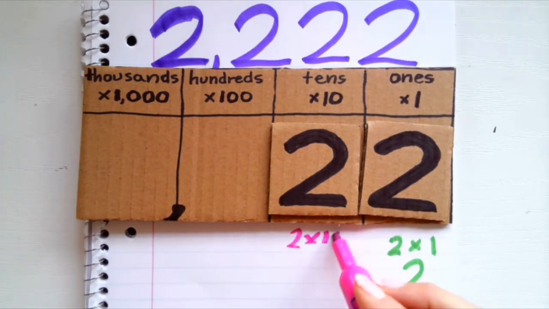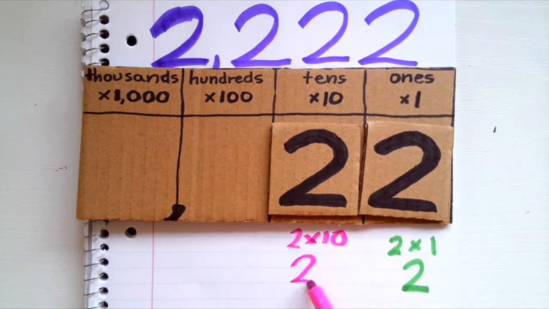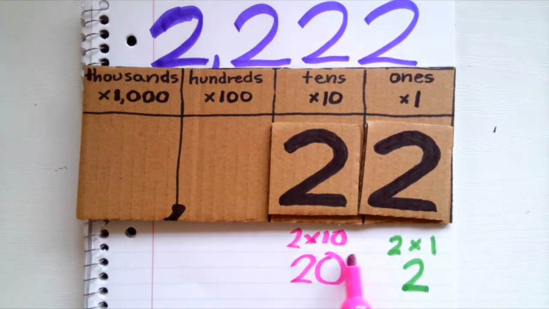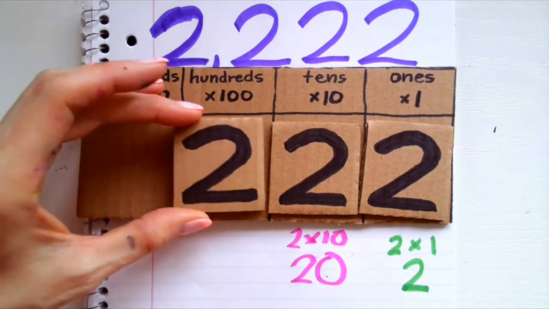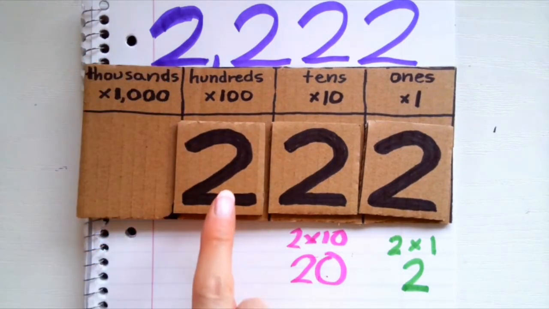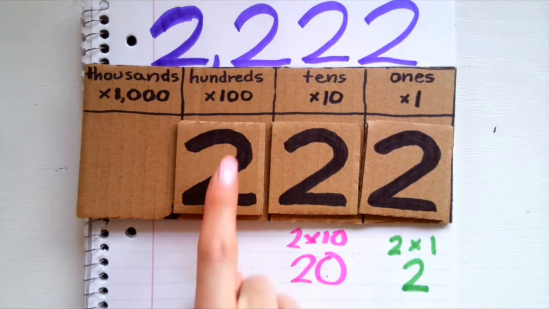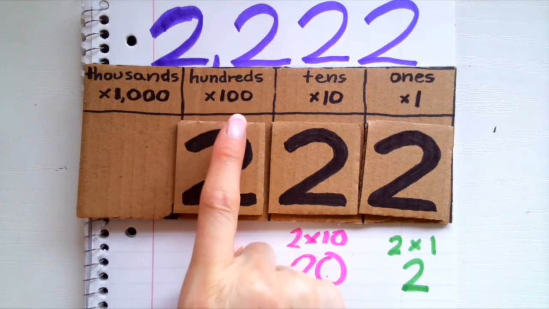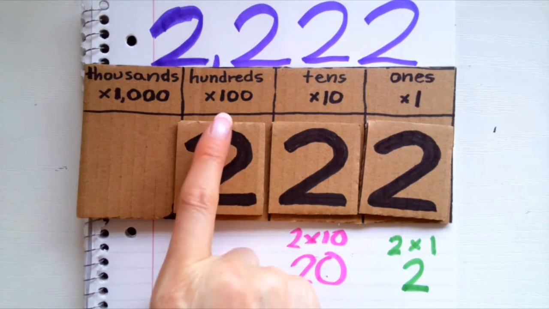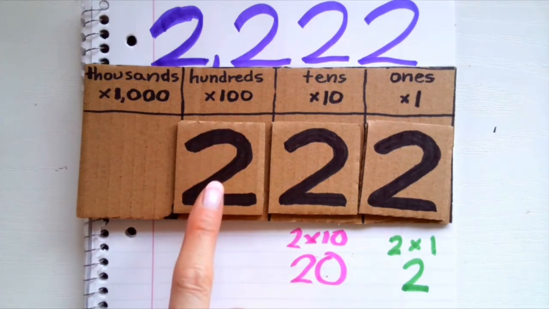Let's put the value of that 2. 2 times 10 is 20. Go ahead and write that down. 2 times 1 is 2. 2 times 10 is 20. So what's going to happen with the next digit? What place value is this 2 in? It's in the hundreds. So it's counting how many hundreds. There are 2 hundreds. How do we count by 100s?